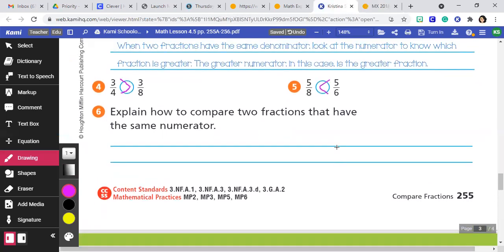Now, how can we explain this? What would you say to somebody who wanted to know how to compare two fractions that have the same numerator? Pause the video. See what you can come up with.